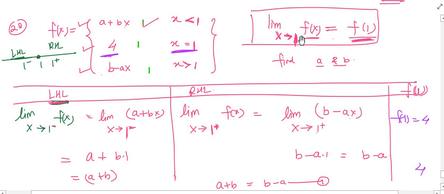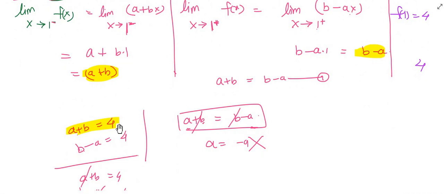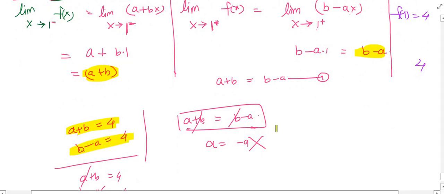x tending to 1 of fx is f1. That means they are saying the limit exists and is equal to f1. That is what we did. That's why we did LHL, RHL, both equal to f1. Okay, I hope you understood. Here we got LHL which is equal to f1. Here we got RHL which is also equal to f1, and then we solved it. That's it.